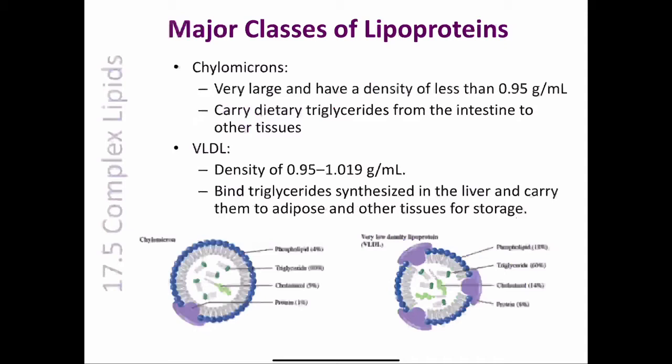VLDL, or very low density lipoprotein, has a density of 0.95 to 1.019 grams per milliliter. They bind to triglycerides synthesized in the liver and carry them to adipose and other tissues for storage.